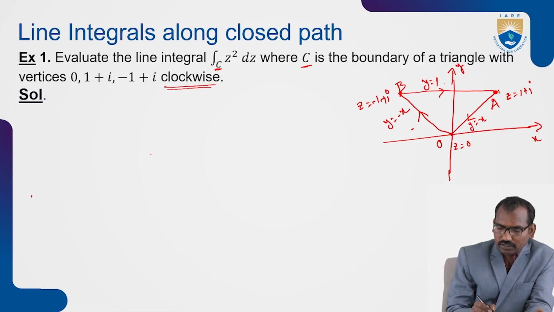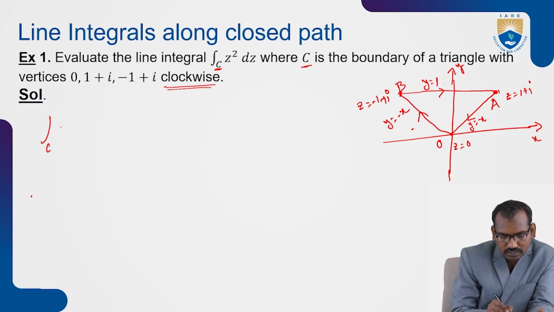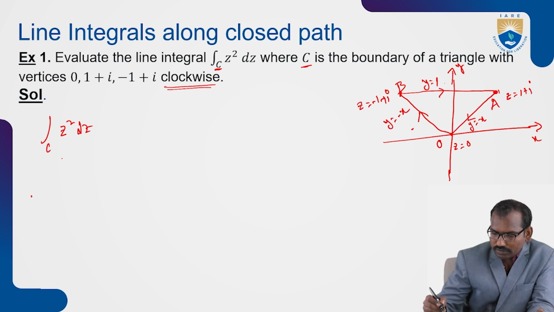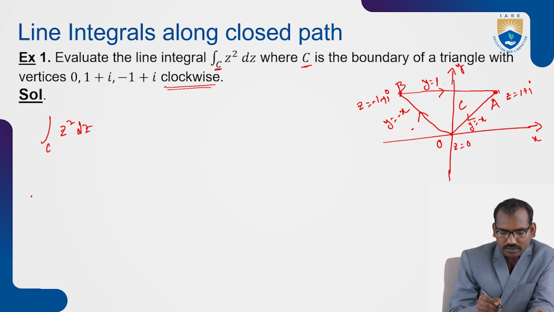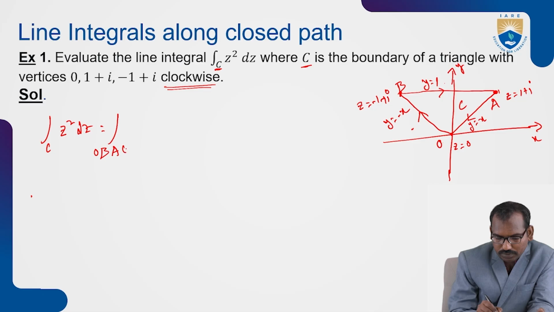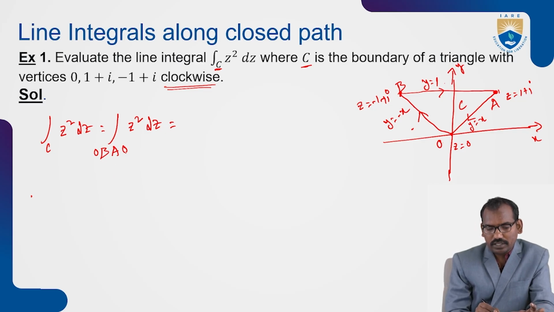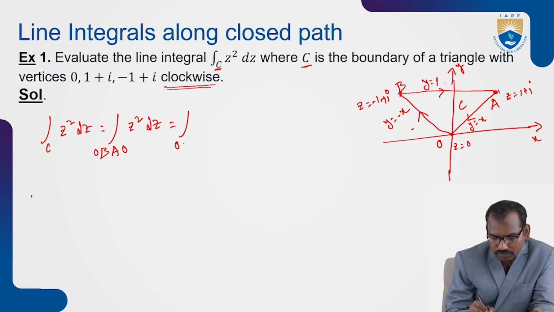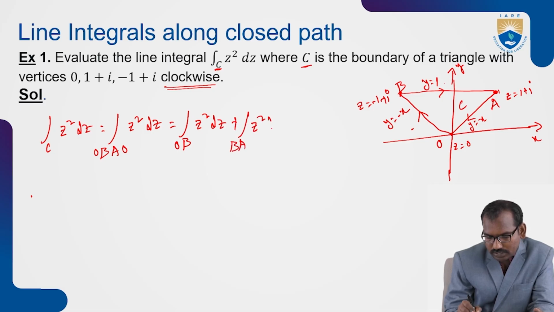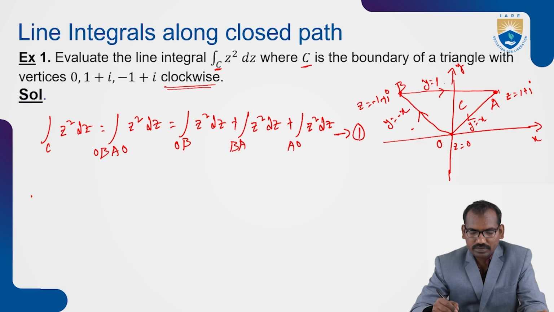When we perform integration along this closed path, we write the integral over C of z square dz, and we know this triangular path is C. I start with O, then move to B, A, then O. The integration along this triangular path I split into three parts: the integral over OB of z square dz, plus the integral over BA of z square dz, plus the integral along AO of z square dz. Writing this as equation number 1.